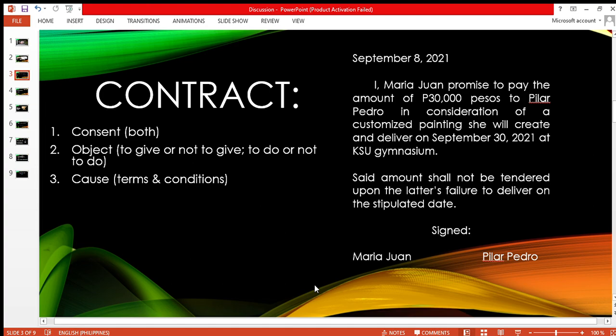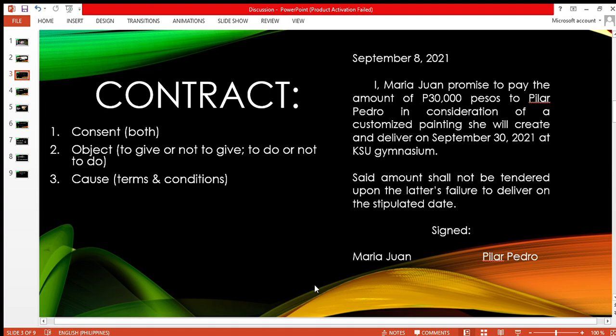Example, pag sinabi ni Pedro na, Maria, pupunta ako bukas sa bahay niyo, manliligaw ako. At sumagot si Maria, sabi niya, okay, pupuntahan mo ako ng alas 6 ng gabi. Since there is a positive response of Maria to the request of Pedro, then there is already an agreement. There is an agreement that is being consented to by both parties, Maria and Pedro, then there is what we call a verbal contract. If this verbal contract is reduced into writing, then this is turned into what we call a written contract.